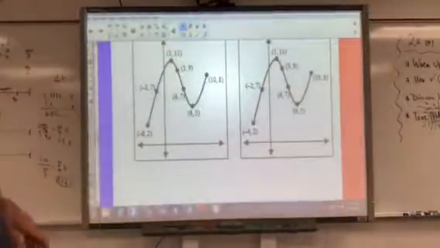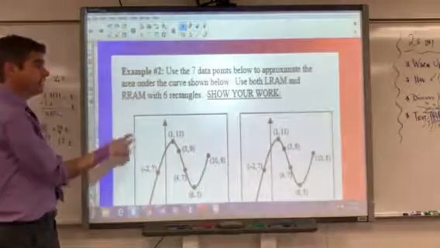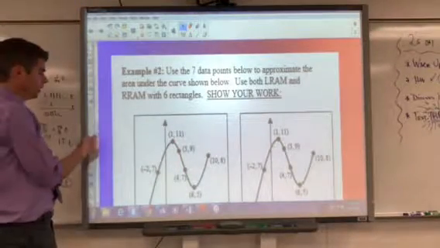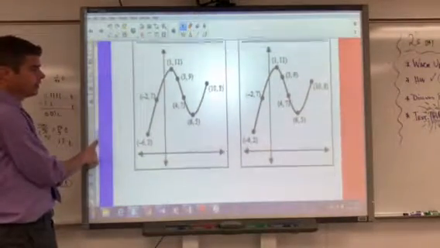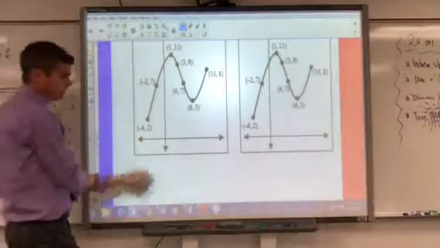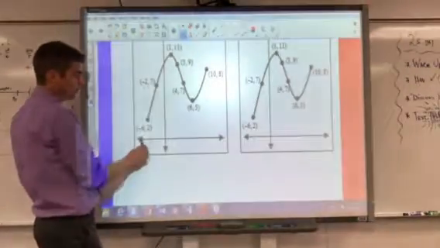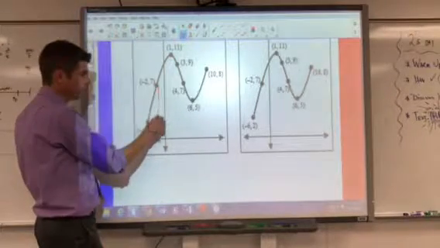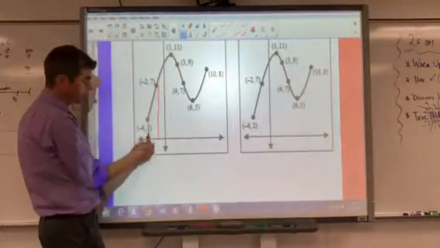Okay, so the next example is going to illustrate what happens if you don't have equal width. I have 7 data points, and it says use both RRAM and LRAM. Maybe I'll just do one because I think you guys kind of have the idea here. So let's use LRAM. Let's construct left rectangles. The first one is from -6 to -2. But because I'm choosing the left side, I'm only going to go to the height here.